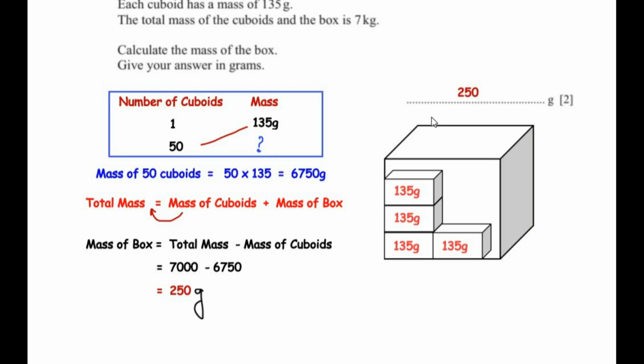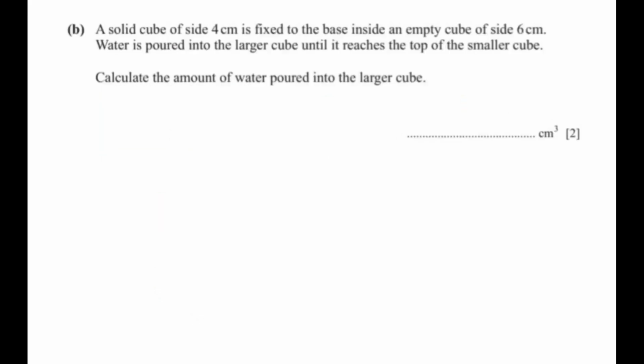Now moving on to the next sub question. A solid cube of side 4 cm is fixed to the base inside an empty cube of side 6 cm. Water is poured into the larger cube until it reaches the top of the smaller cube. Calculate the amount of water poured into the larger cube.